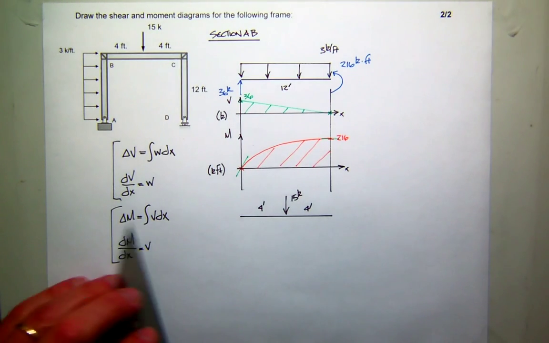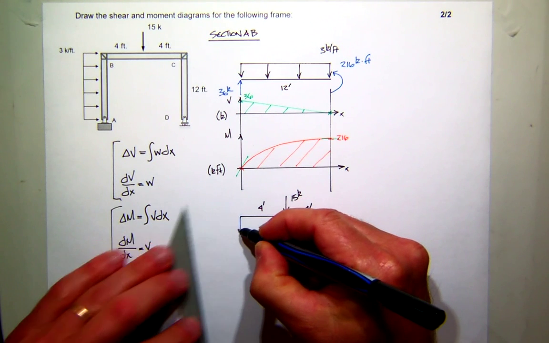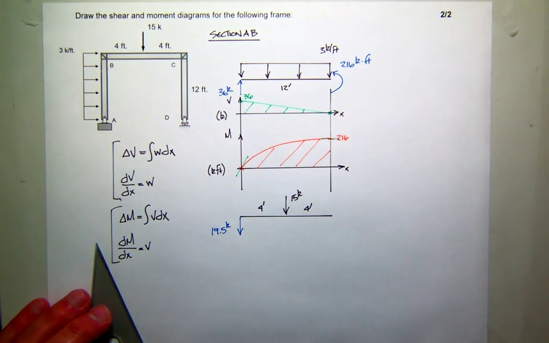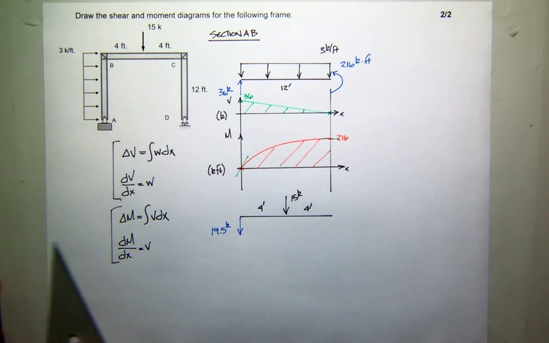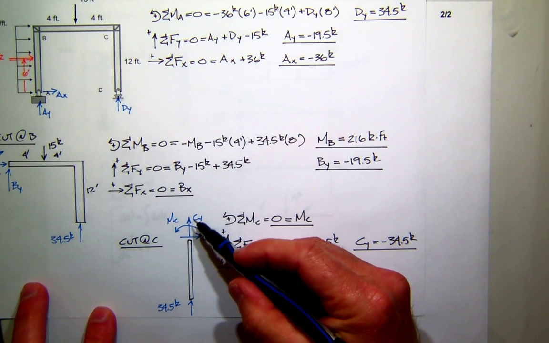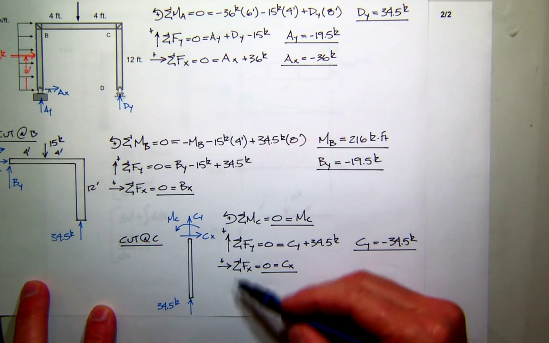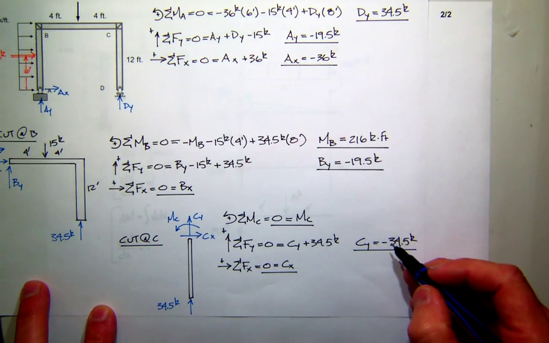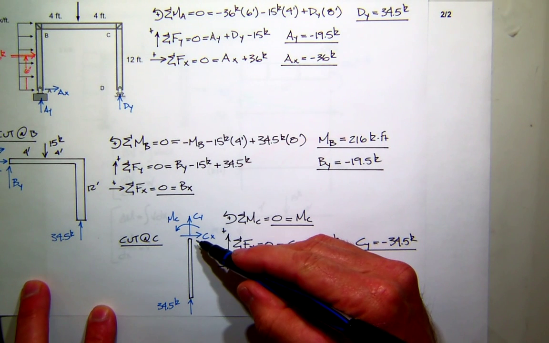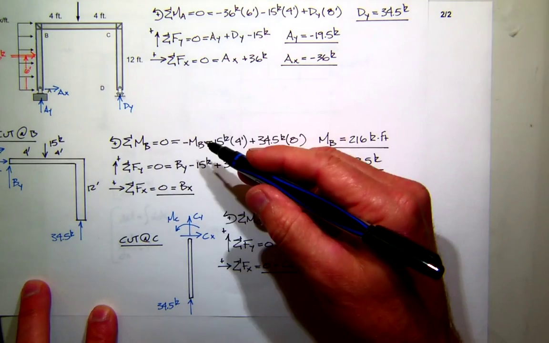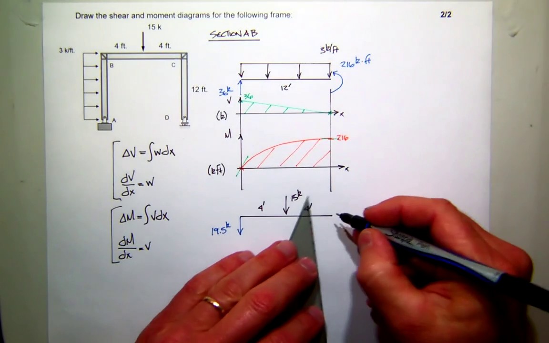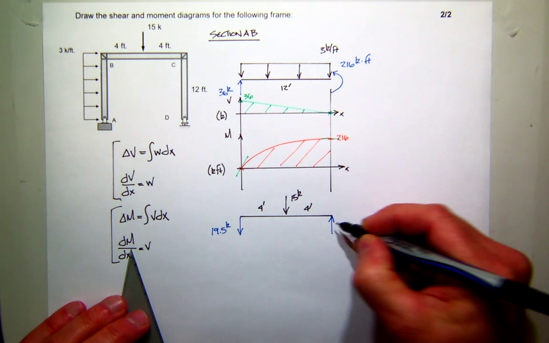19.5. So I'm going to start here, down 19.5 kips. And then I'm going to go over to C. When we solved for CY, we did that on section CD, and we found that CY was negative 34.5, which means it's actually down. But it's rotating. But on the other body, it's up. So that's 34.5 up.